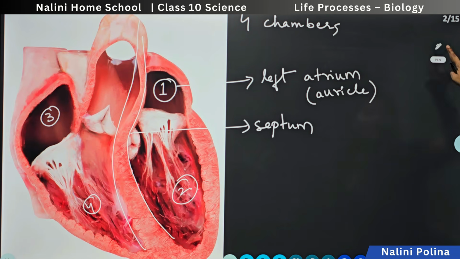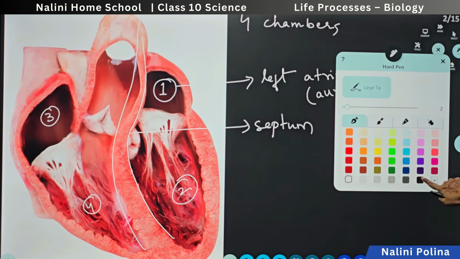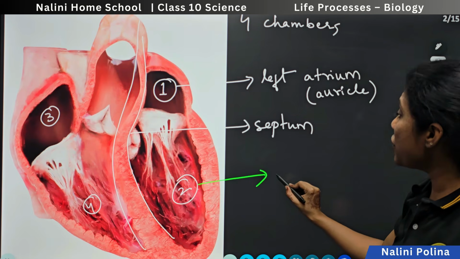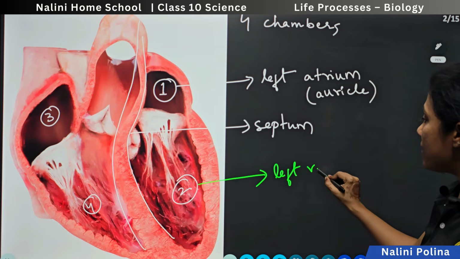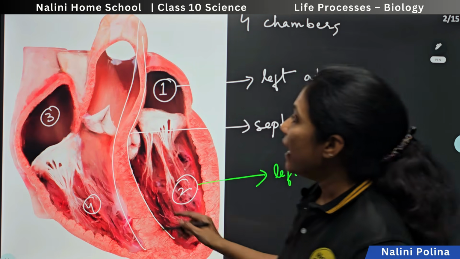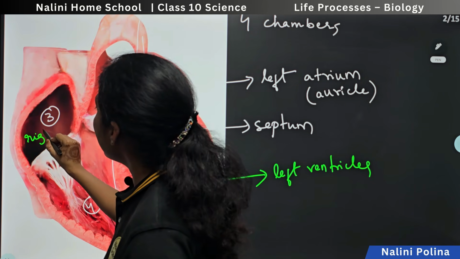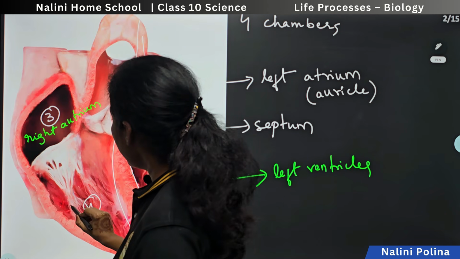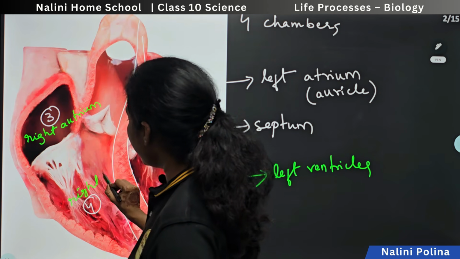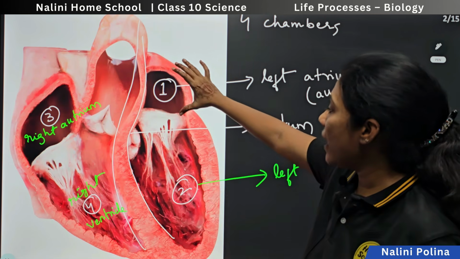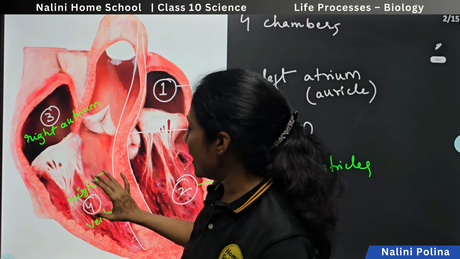Here, let me just change the color of the pen. Let me go for this green color. Now coming to the second chamber, that is the left ventricle, guys. And this is the right atrium, and this chamber is the right ventricle. So chamber number 1, chamber number 2, chamber number 3 and chamber number 4.